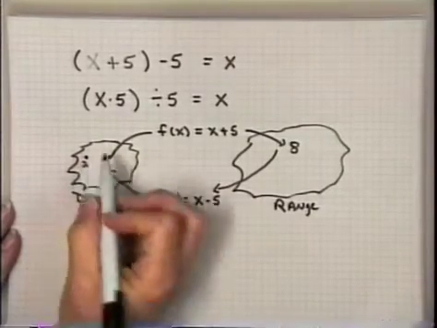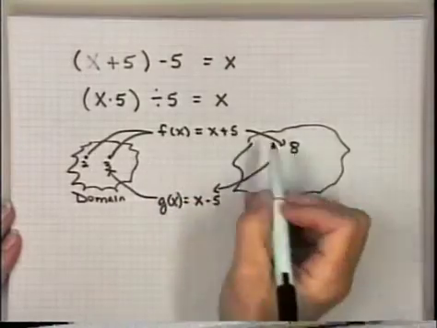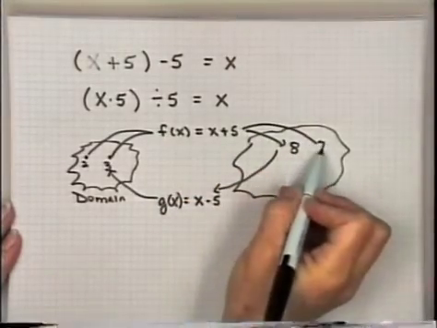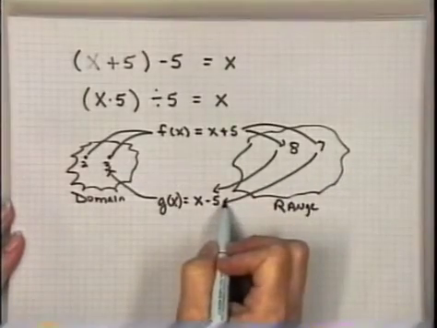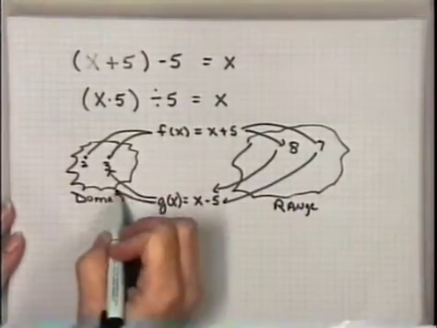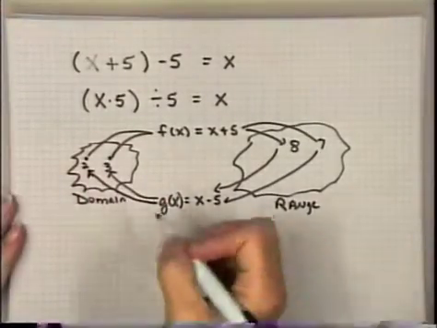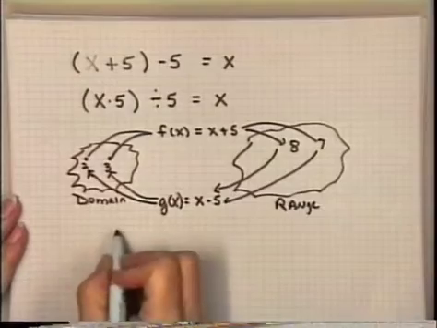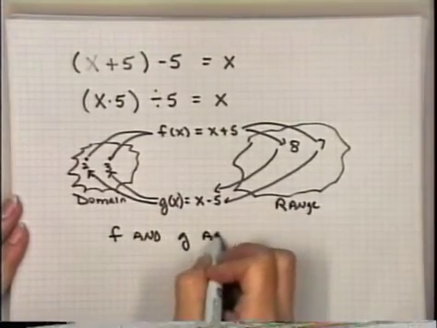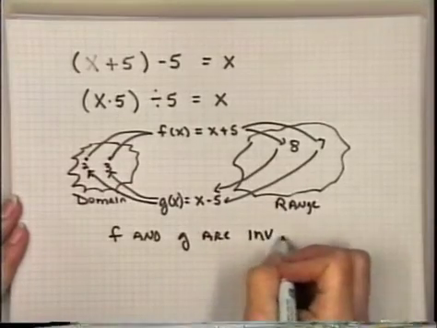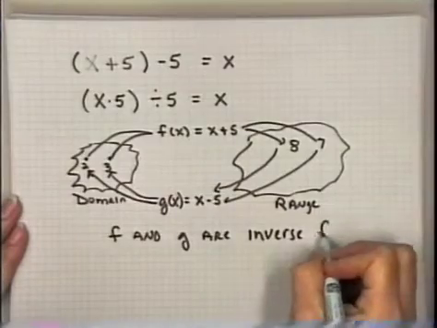And of course we can see if we chose another number over here. Say we took 2. If we put 2 into our function f, 2 plus 5 gives us 7. So we would get a 7 over here. Notice that if we put 7 into this function g, 7 minus 5, g will bring us back to 2. So whenever this happens, we say that functions f and g are inverse functions because one function will undo what the other one has done.